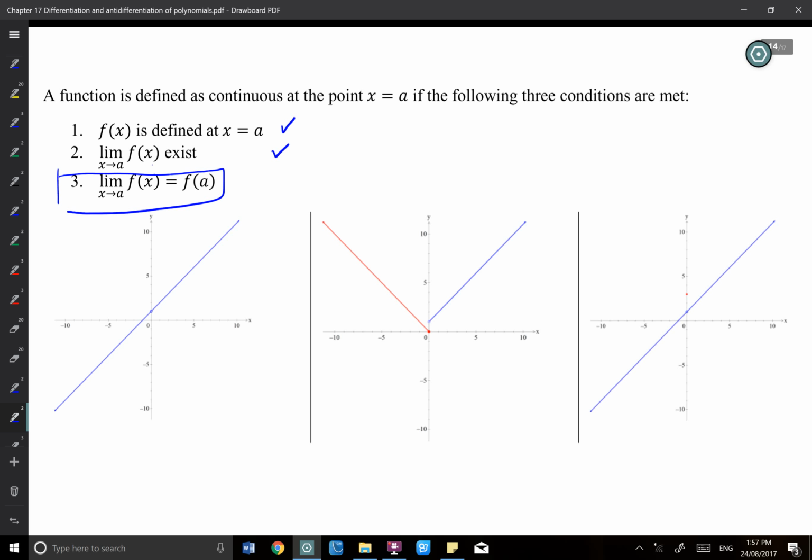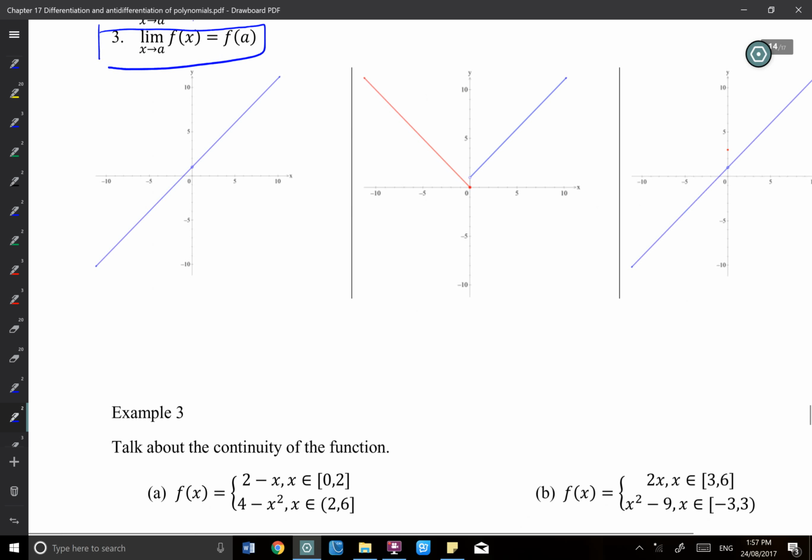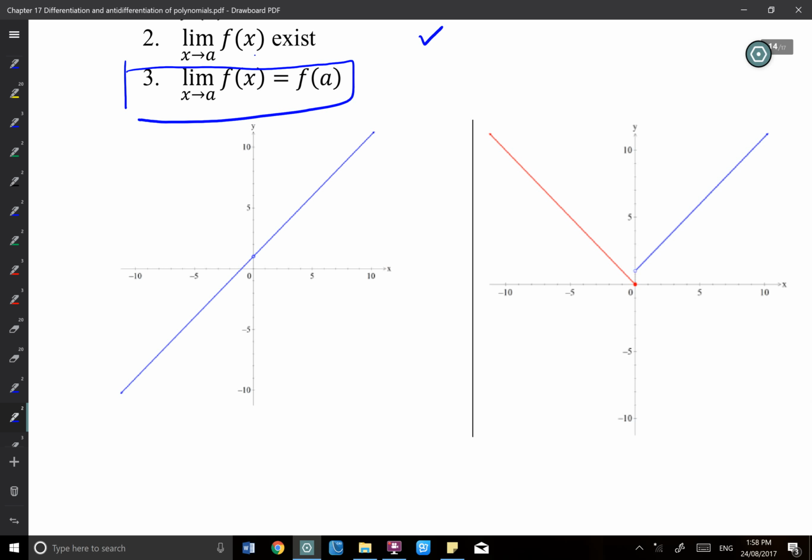You may think, well, it should be the same value. But in some extreme cases, it's not going to be. So have a look at the first graph. I'll give you 3 counter examples. They each fail one of the 3 conditions.